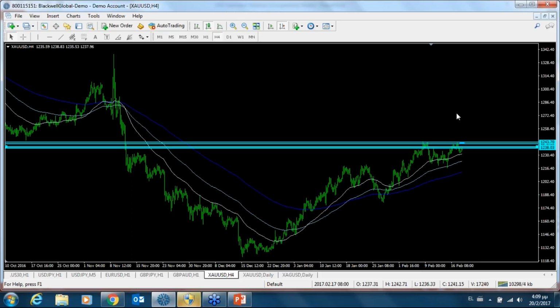1243.80 is your key level, so it would need to reach 1243.90 and above to give you more room to the upside for gold on the 4 hour chart.